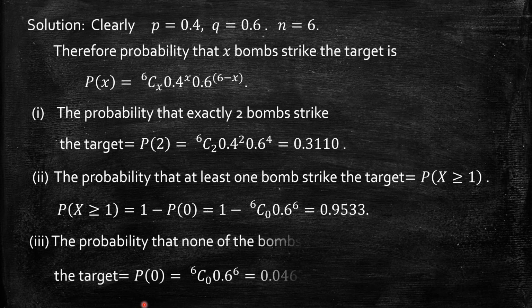The last sub question here is the probability that none of the bombs strike the target. So none means x equal to 0. So p of 0 is what we have already taken here, 6C0 into 0.6 power 6, substituting x equal to 0 over here, which gives 0.0467.